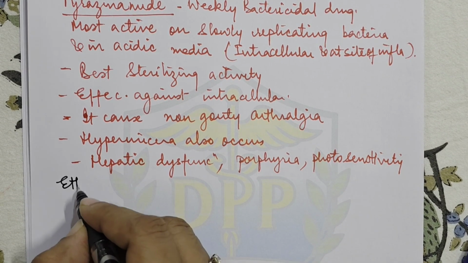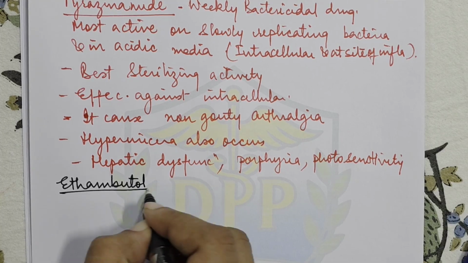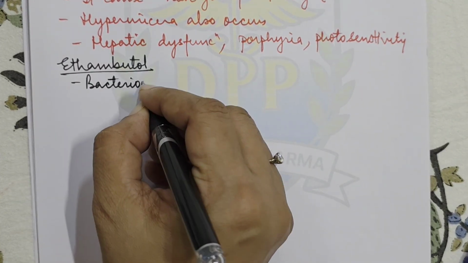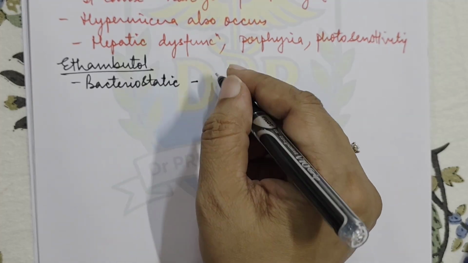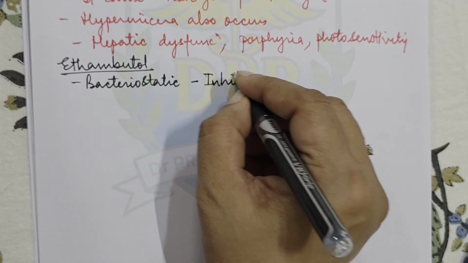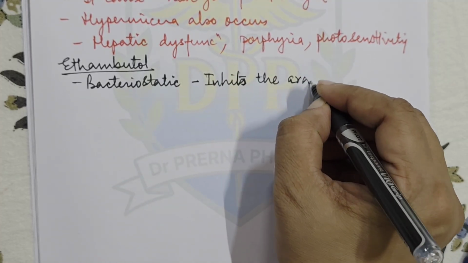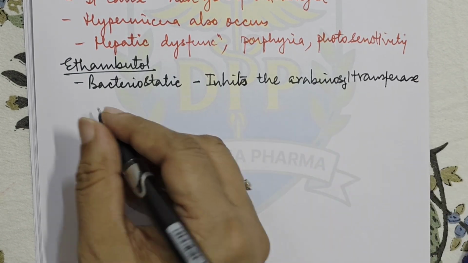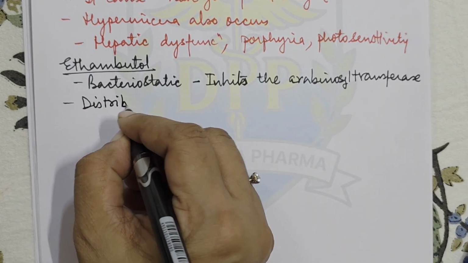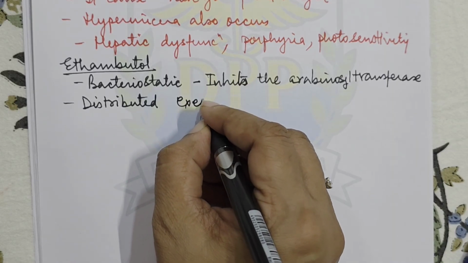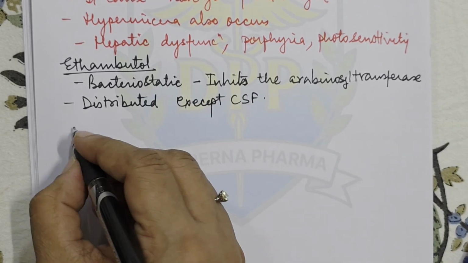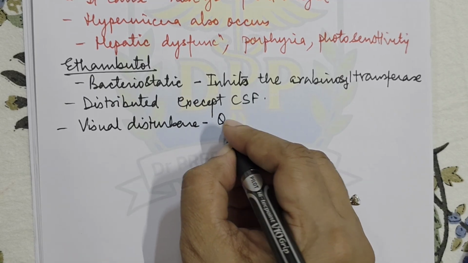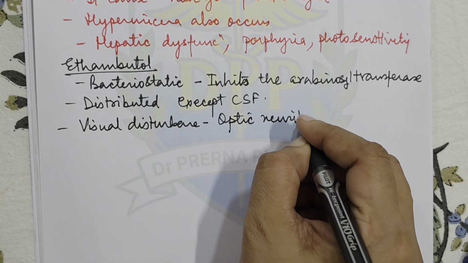Next we come to ethambutol. So ethambutol is a bacteriostatic drug. Then it's a metabolic inhibitor, it inhibits the arabinosyl transferase. It is distributed throughout the body except CSF, it doesn't go in the brain. Then it causes visual disturbance. What is that? Basically optic neuritis like thing.